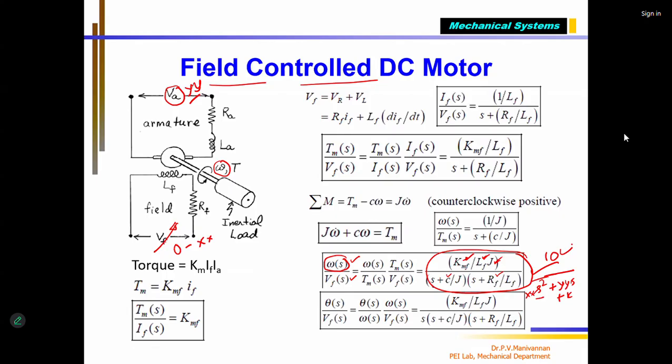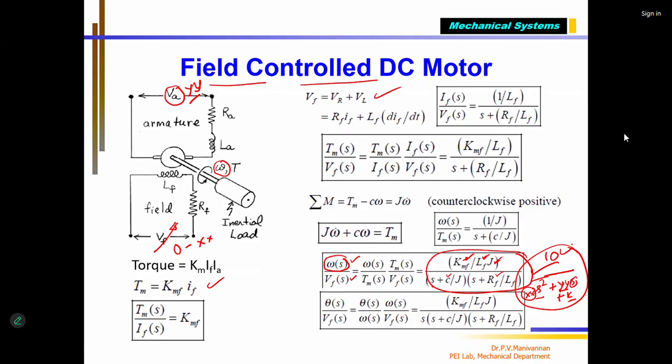It is S into S square, this is a second order equation, and with its coefficient, S with its coefficient YY plus K is the one constant. That is what is final. In the exam, you may be asked to derive this starting from the voltage equation and the mechanical equation.